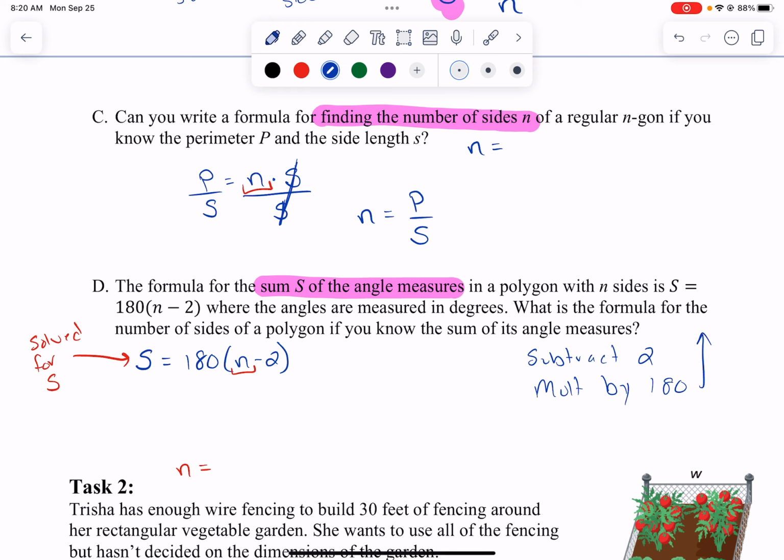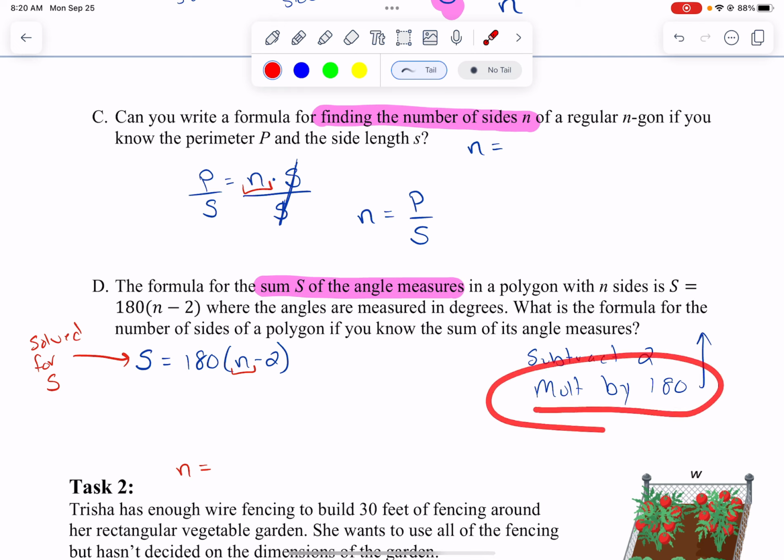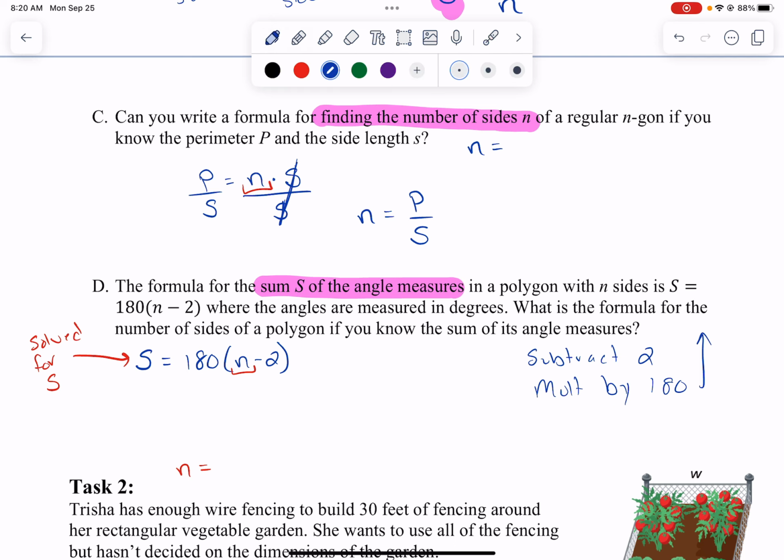You could distribute this 180 in, but you don't have to. I can just undo the opposite way. So I need to undo the multiply by 180 first. To undo a multiply by 180, I need to divide both sides by 180. 180 divided by 180 is 1. So my equation ends up being s divided by 180 equals n minus 2.